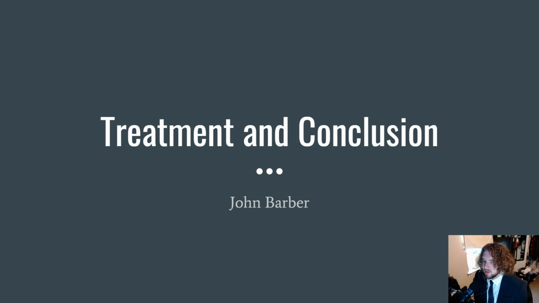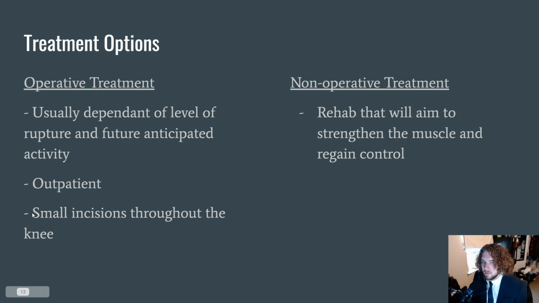So to wrap up this presentation, we're going to talk about treatment for ACL injuries and just a short wrap up of everything we've talked about so far. So let's get started. So treatment options. When you have an ACL tear, you have one of two options, as you do with most injuries. The first is operative treatment, or surgery, and non-operative treatment, or just heading straight into rehabilitation and strengthening what has been lost.